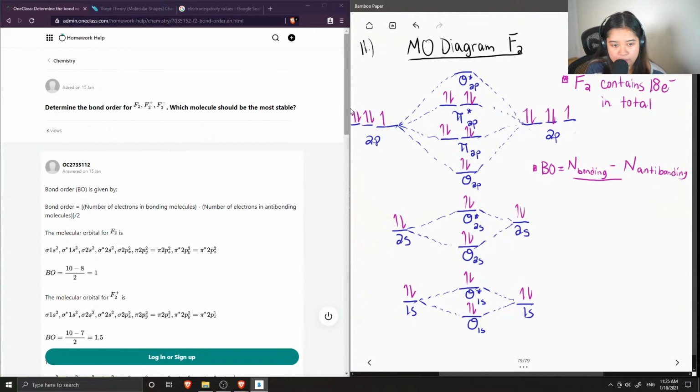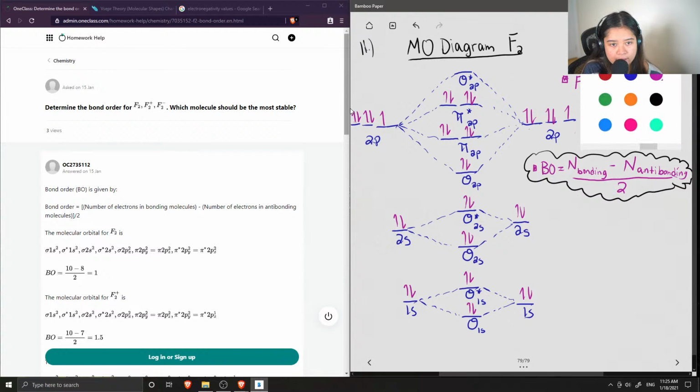Divided by 2. Okay, so this is the equation for bond order. Just put this in a little cloud to separate it. And now let's calculate the bond order for F2.